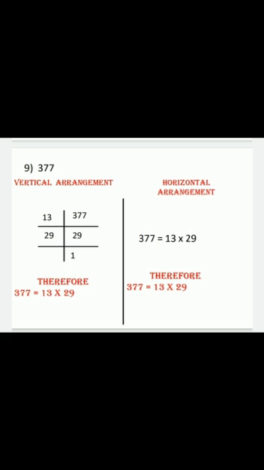Ninth sum, 377. In vertical arrangement, 13 into 29, 29 ones are. Therefore 377 is equal to 13 into 29. In horizontal arrangement, 377 is equal to 13 into 29. 29 does not have any factors. So the prime factor of 377 is 13 into 29.